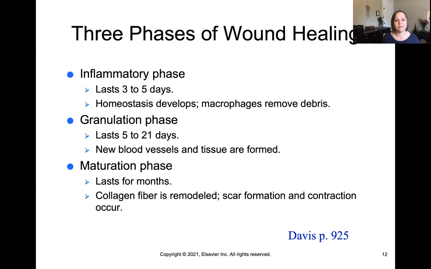After that first inflammatory phase, then you get into the granulation phase, and that lasts anywhere from the end of week 1 to week 3, when this is where new blood vessels and tissues are formed by the body. And then the final phase is that maturation phase, and this can go on for months, where collagen fiber is remodeled, scar formation and contraction can occur, and it really settles into what this scar is going to be in the long run.